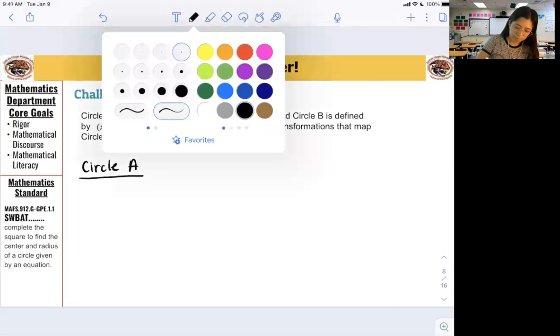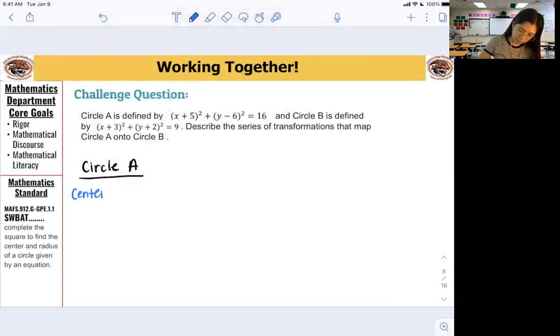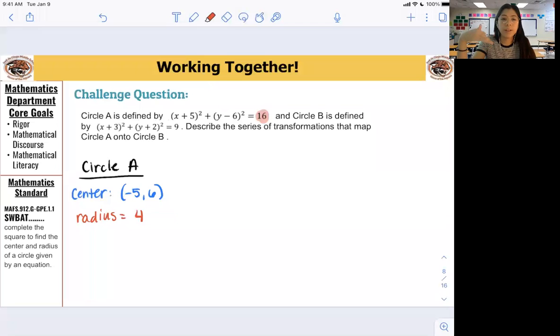The center is at -5, 6. And the radius is 4. So again, don't forget that this 16, that's 4 squared. So don't forget to take the square root of that number in order to figure out the radius. That's circle A. What about circle B? What do we know about circle B? Okay. Somebody else. Circle B, what do I know about it?